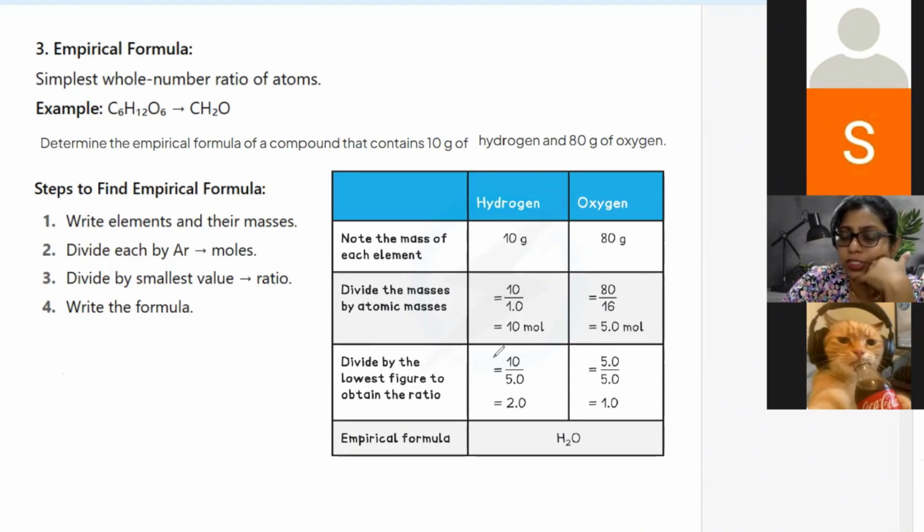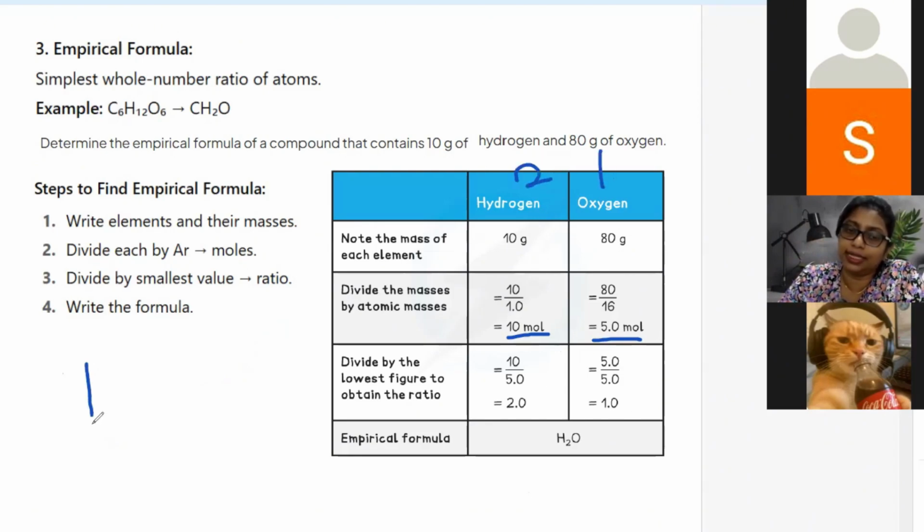Okay. Now once you are getting the values, now you got 10 and 5. Out of this you have to select the lowest number. Now 10 and 5, when you are comparing, the lowest is 5. So both of the numbers you have to divide by 5. So we are dividing 10 by 5, 5 by 5, then you will get 2 and 1. Okay, that means there should be 2 hydrogen and 1 oxygen.